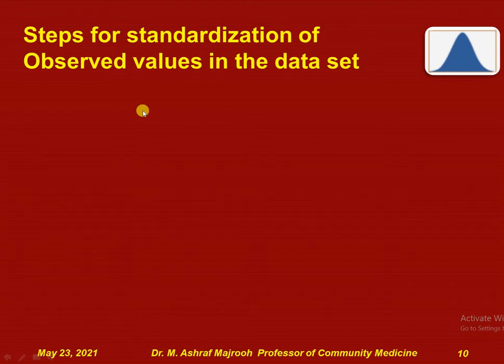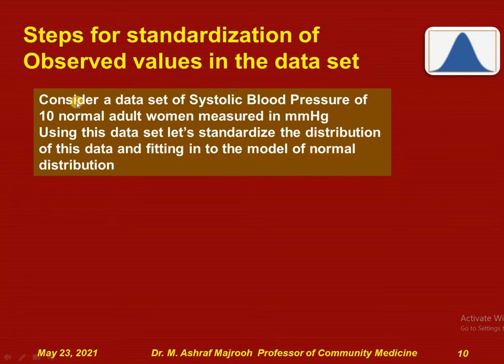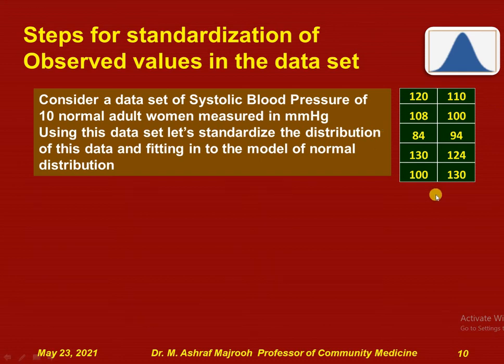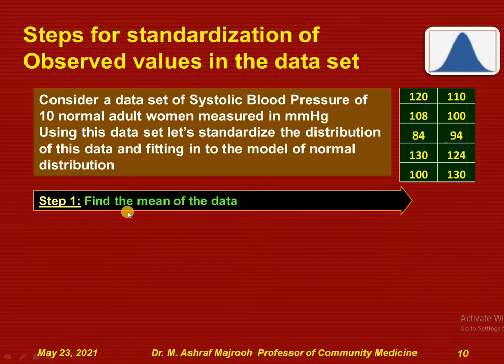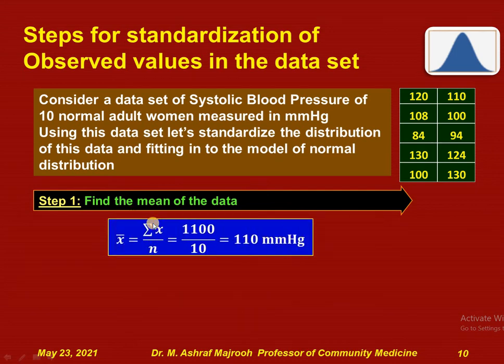Steps for standardization of an observed value in a dataset. Let's take the example of a dataset. Consider a dataset of systolic blood pressure of 10 normal adult women measured in mmHg. Using this dataset, let's standardize the distribution of the data fitting into the model of normal distribution. These are the observed values in the dataset. And how will we proceed? In the first step, we find the mean of the data, that is sigma x over n, and in this dataset it is equal to 110 mmHg.